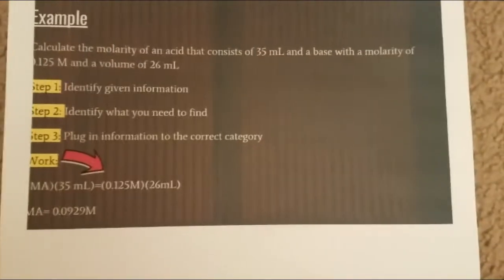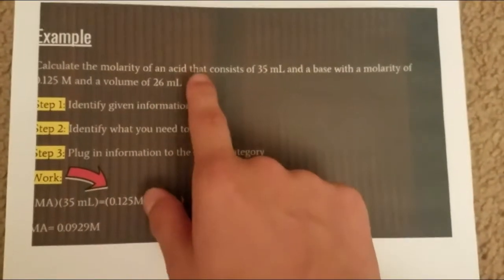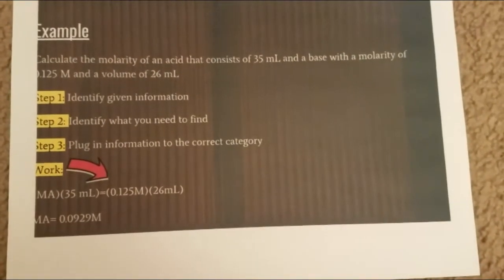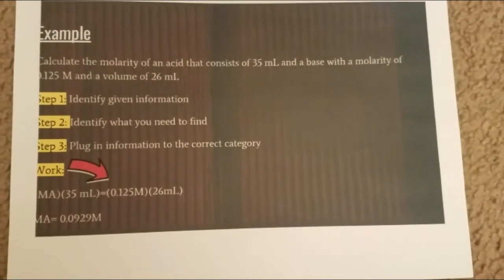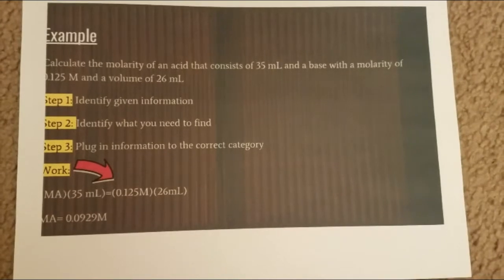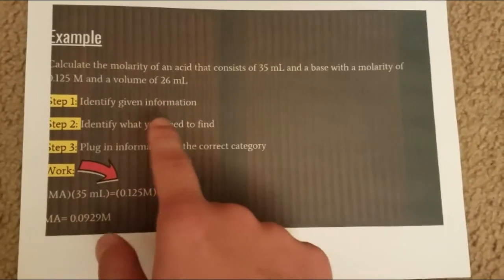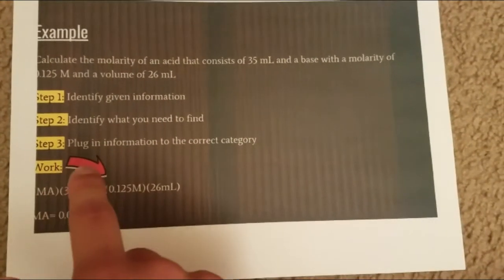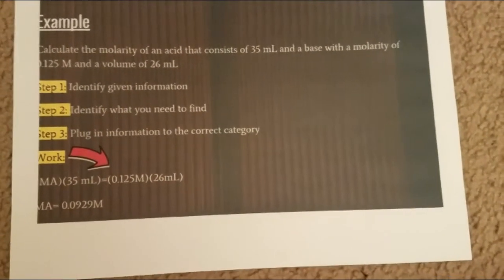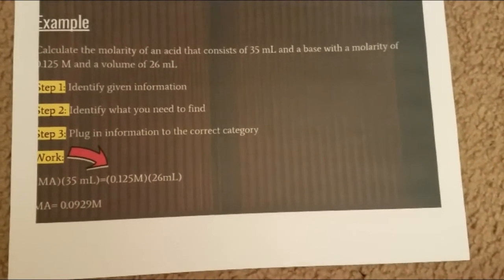So an example of this is when you calculate the molarity of an acid that has a volume of 35 milliliters, and a base with a molarity of 0.125 and a volume of 26 milliliters. So step 1 is to identify the given information, and then step 2 is to identify what you need to find, and then step 3, plug in the information to the correct category.